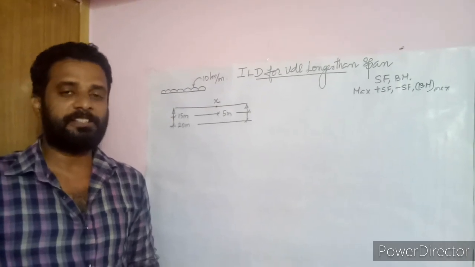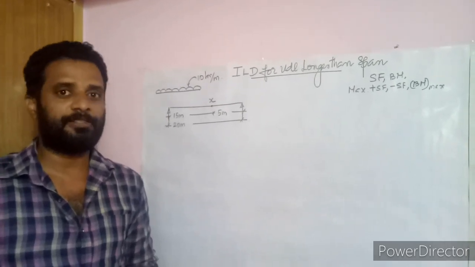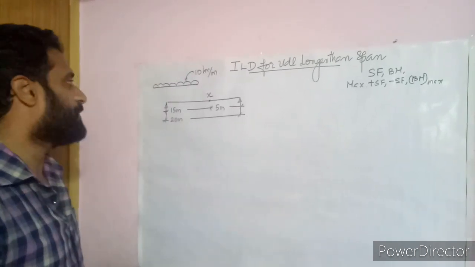Hi, today's topic is the influence line diagram for a UDL longer than the span. So let me go to the problem. So this is the problem.